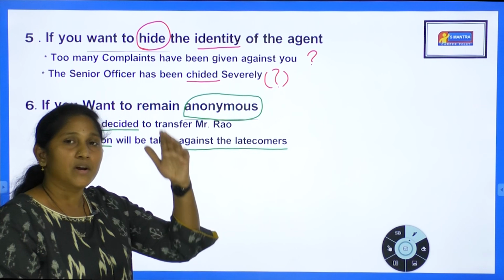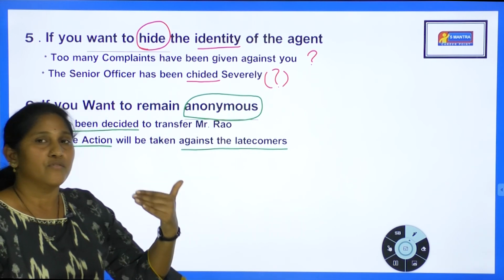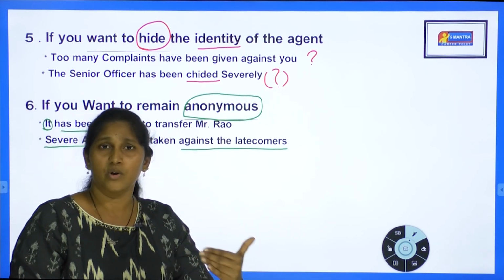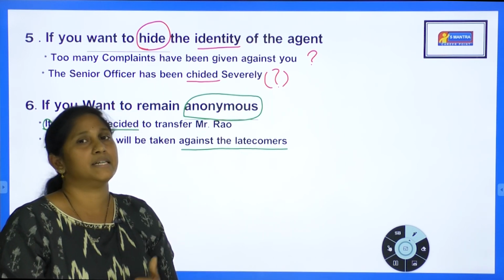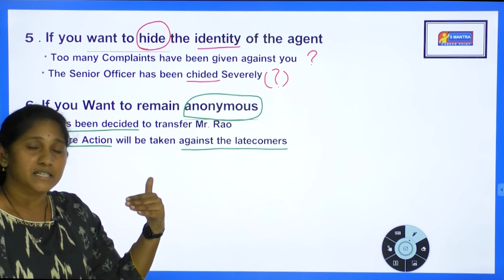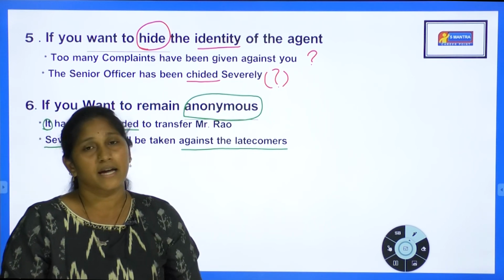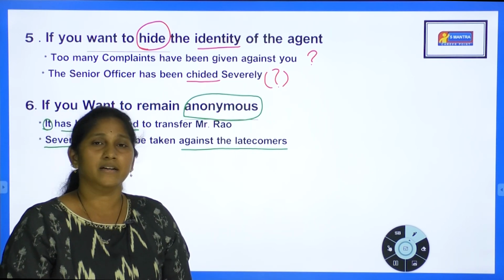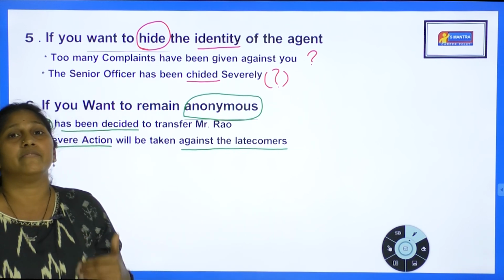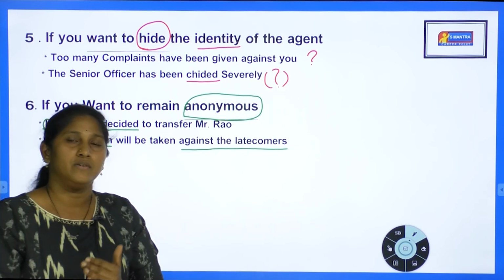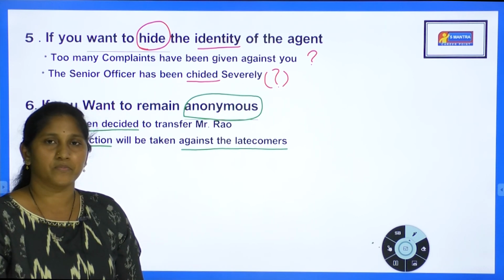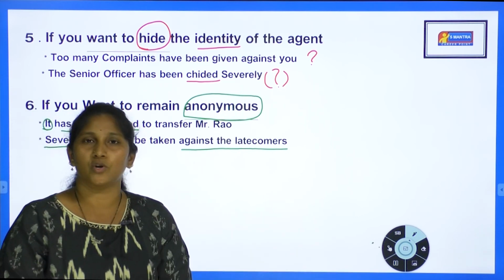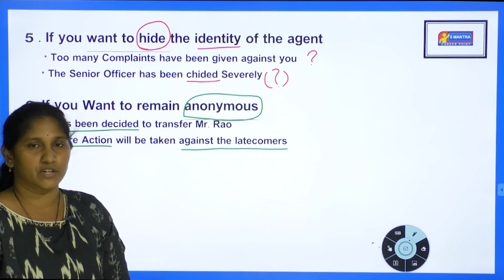Okay. And from the first, we have discussed the difference between active and passive sentences, the intransitive verbs, and the situations in which we can use the passive form of verbs. Okay. So this is all for today. I hope you all understood.